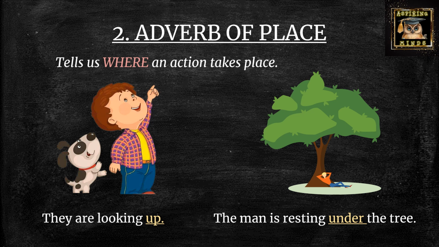In the second image, I don't know how many of us actually get the time to do what the man is doing. The man is resting under the tree. In this case, the word under becomes the adverb of place, because it's describing to us where exactly the man is resting. He's resting under the tree. Let me know if you've ever done this. I have never got a chance to do this, and I would really want to do this sometime.